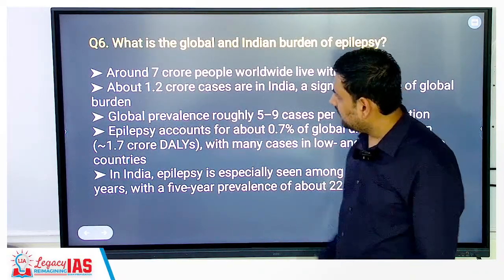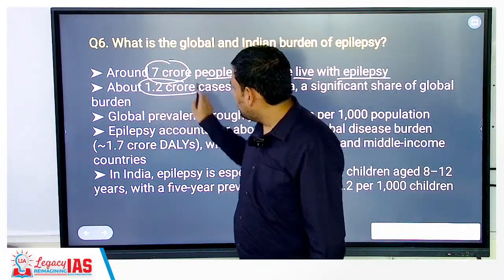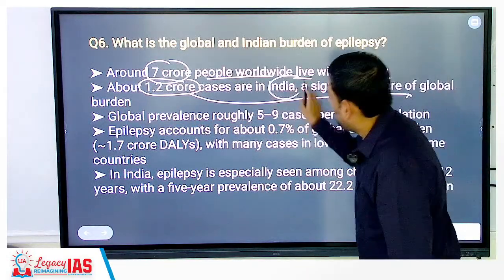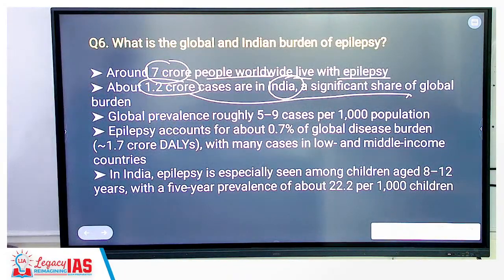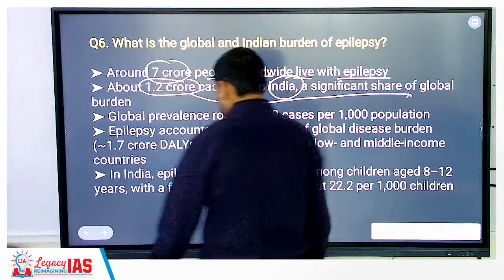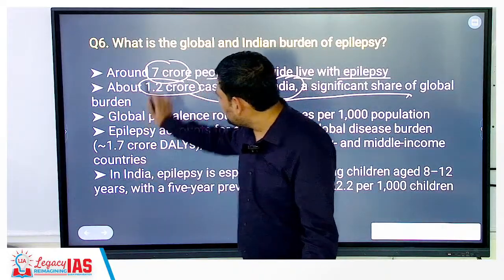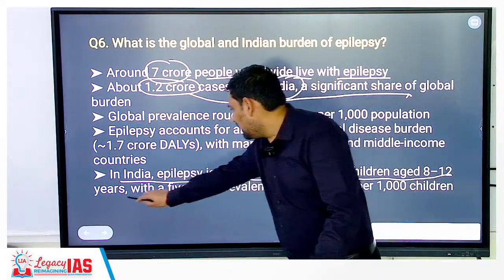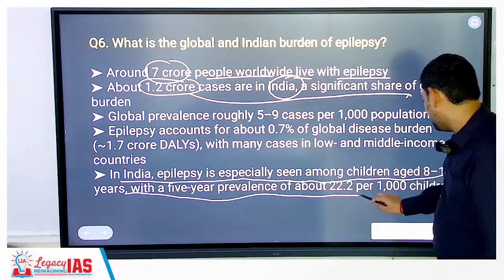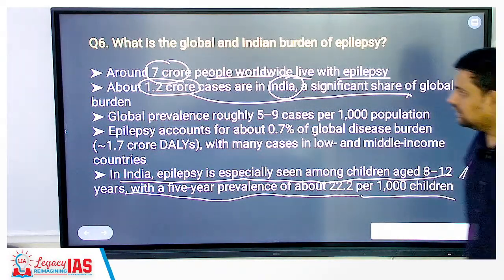Global burden. Around 7 crore people worldwide live with epilepsy. About 1.2 crore belong to India. So 1 by 7 is in India. Now this line is fine. Then in India, these two data is enough. In India, epilepsy is especially seen among children aged 8 to 12 years with a 5-year prevalence of about 22.2 per 1000 children. So it is more prevalent in children, at least in India.